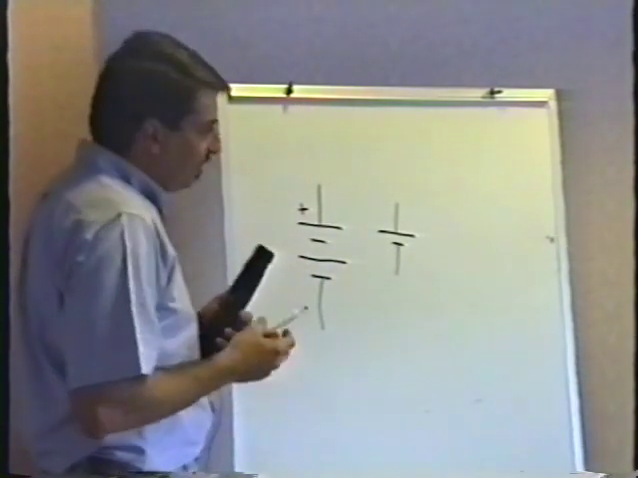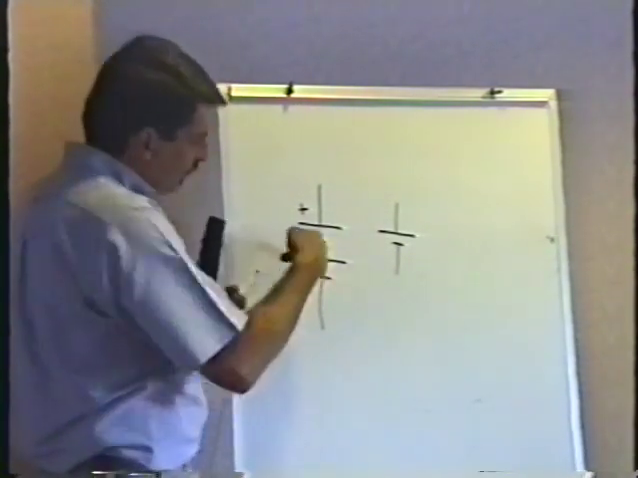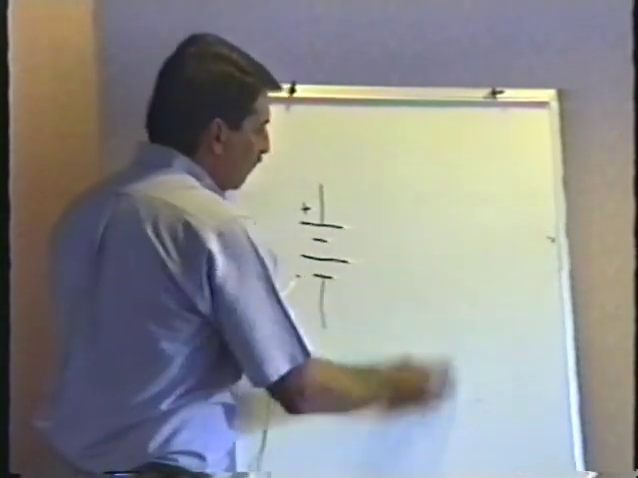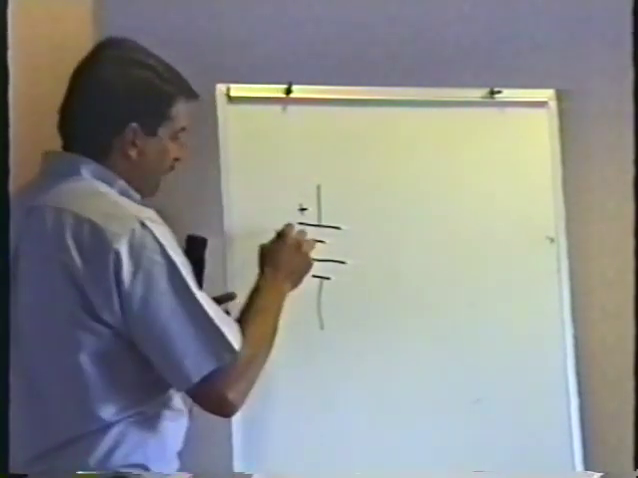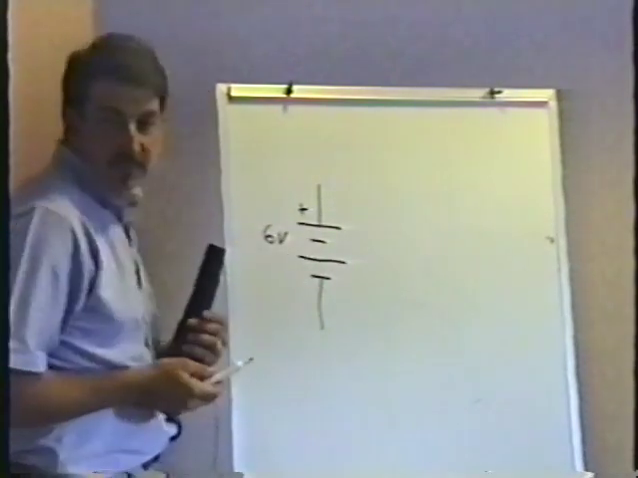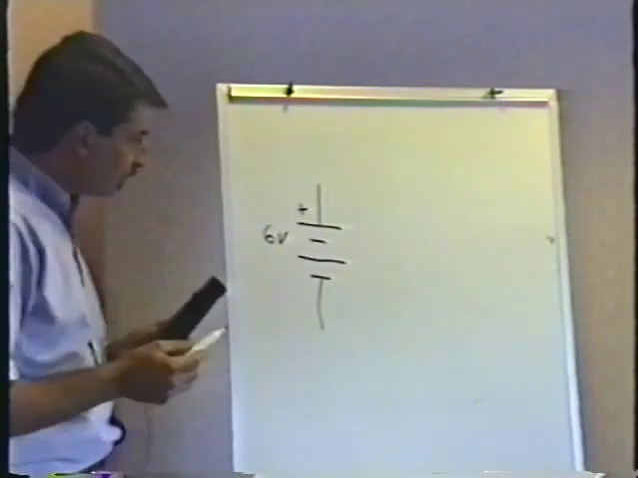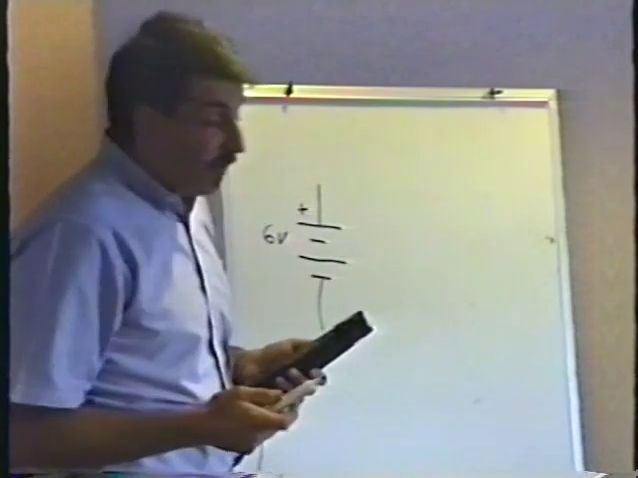But any battery that's more than 1.5 volts will be shown like this. To show you what the voltage of the battery is, it will generally be labeled off to one side like this. In this case, it's a 6-volt battery. So that's the schematic symbol for the battery.